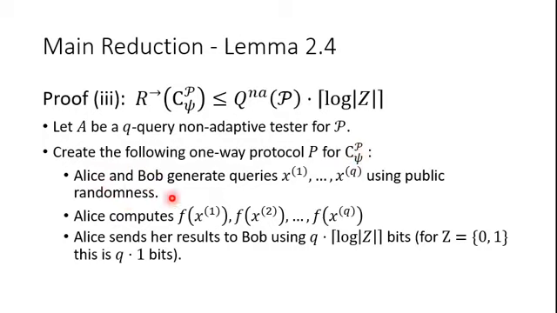Alice and Bob will generate Q queries using some public randomness. Then Alice computes the values for the queries, so f(x_1) through f(x_q), and sends them in bulk to Bob using Q log Z bits. Log Z is the number of bits per query that she has to send, and these are the number of queries. So this is the total number of bits that she would have to send, and for Z that has only 0 and 1 as possible outputs, it would just be Q bits that she has to send.